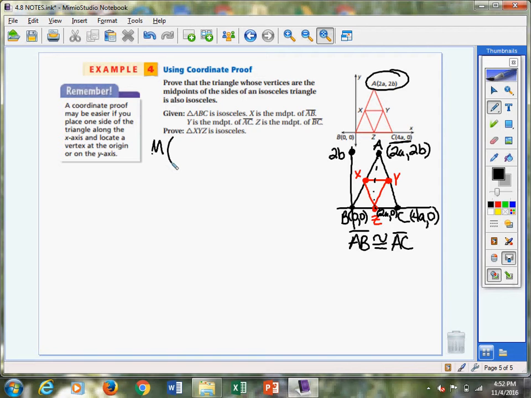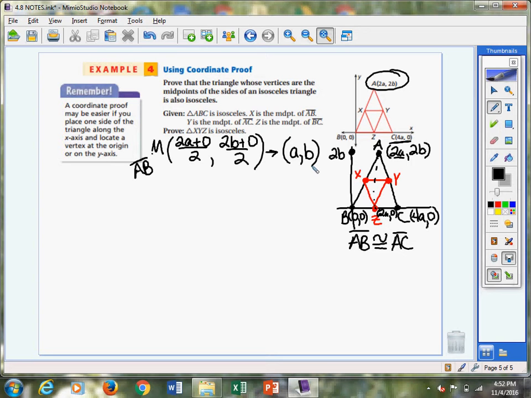So the first thing we want to do is find the midpoint of AB. So I'll put a little AB out here to remind you that we're finding the midpoint of AB. So we've got to add our X's. That would be 2A plus 0 and divide that by 2. We're going to do that with the Y's: 2B plus 0 divided by 2. So that means that this particular midpoint is at AB.